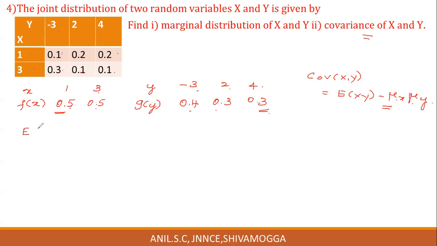First, we find e of x. This is given by summation x into f of x. Calculate this x into f of x. Here, 1 into 0.5 plus 3 into 0.5.